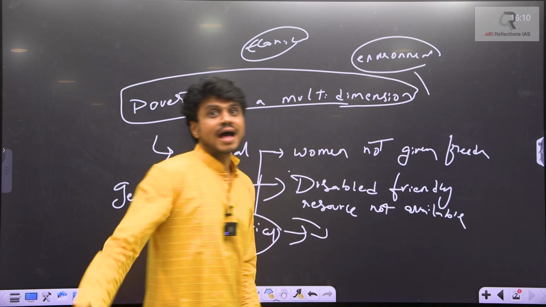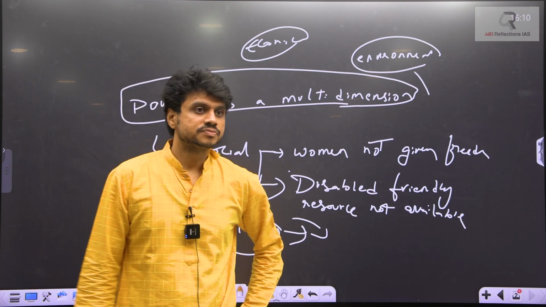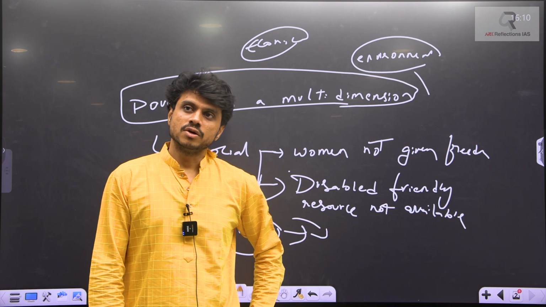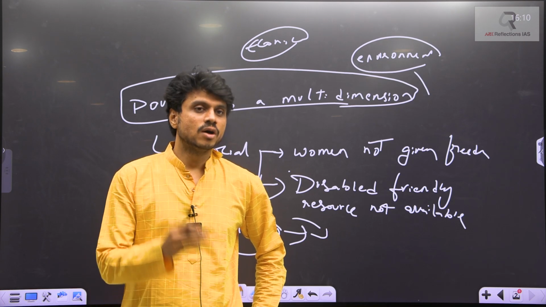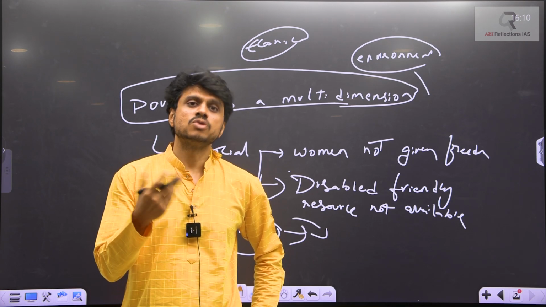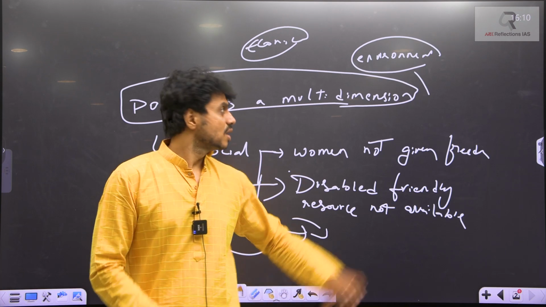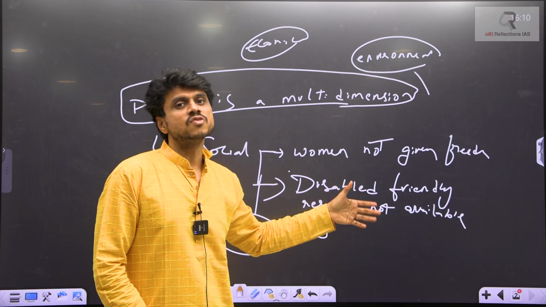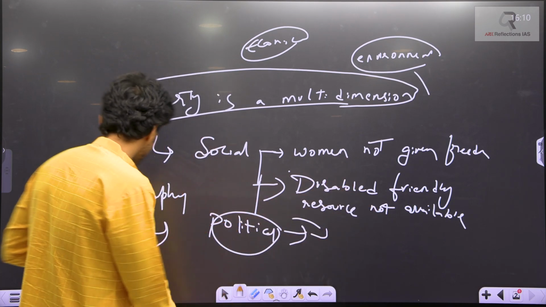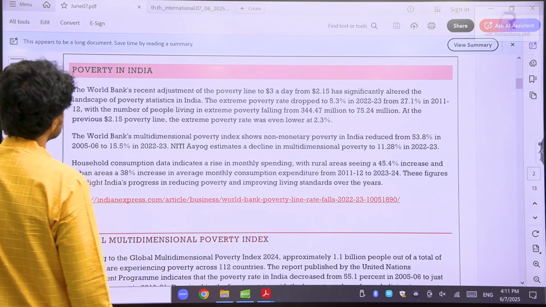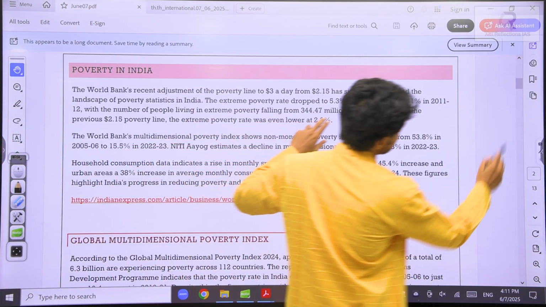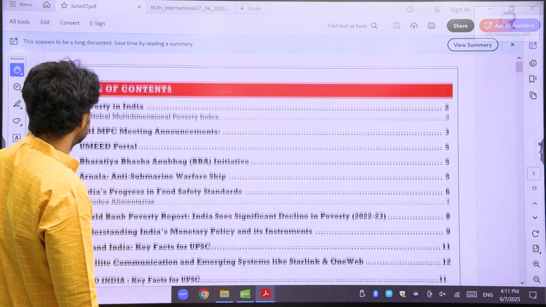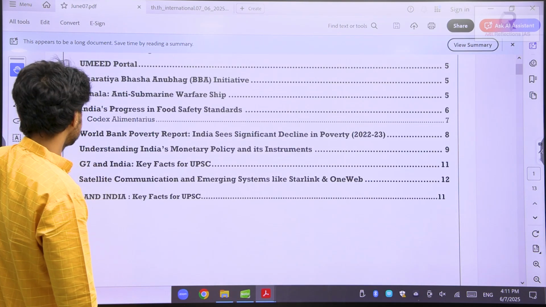You do not have access to the clean fuel. You are forced to use the wood to get the fuel. You are burning the wood to get the fuel. Now this is on the environment front. You are considered to be poor. That's why we also have the multidimensional poverty index. Basically, for our understanding purpose, always the multidimensional poverty index is the most significant one.